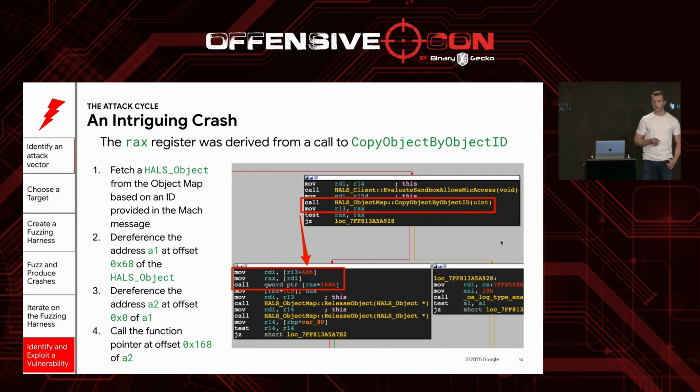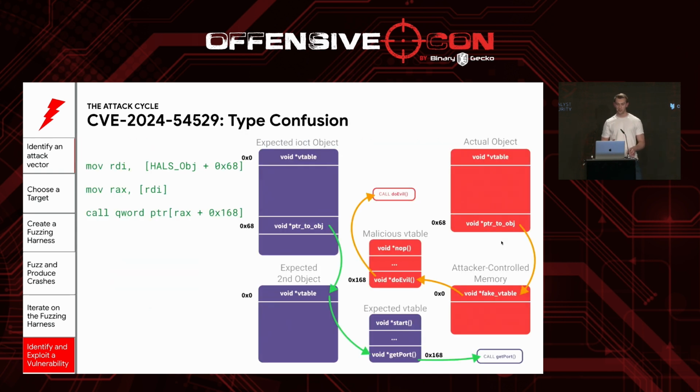So we talked about this copy object by object ID function. What it was doing is first fetching one of these objects from the object map based on an ID that was fully provided by the user in one of these Mach messages. And then it was dereferencing the address, we can call it A1, at offset hex 68. And then it was dereferencing that address again at offset 0. And then it was calling a function pointer. So what it was actually doing here is a vtable lookup. It expected a vtable and then called a function, presumably to get the workgroup port for that object.